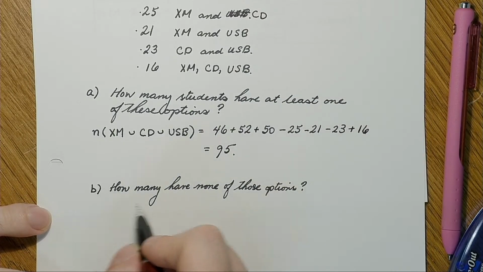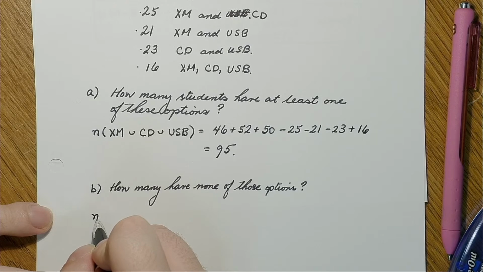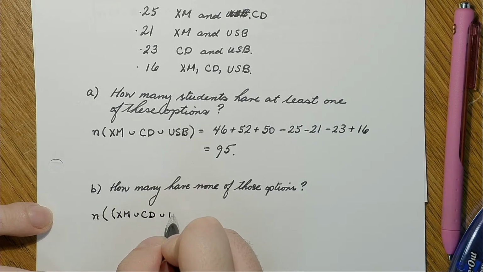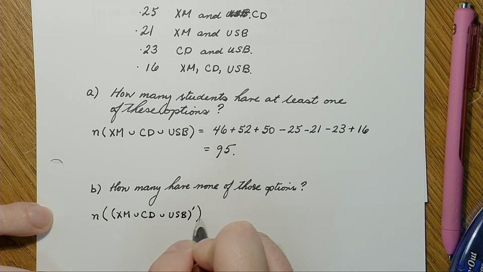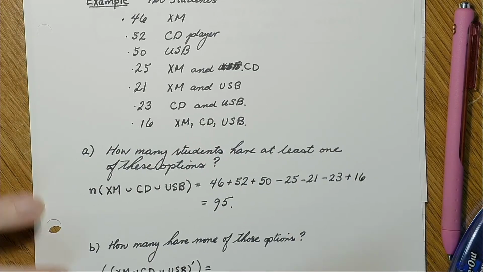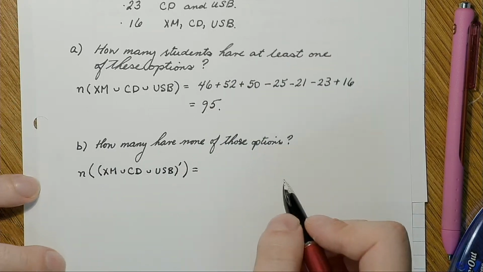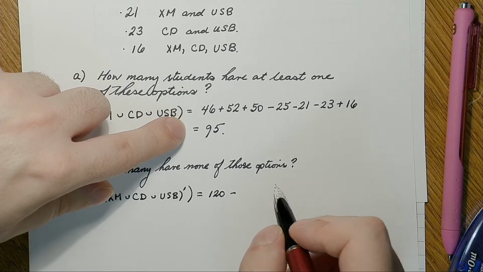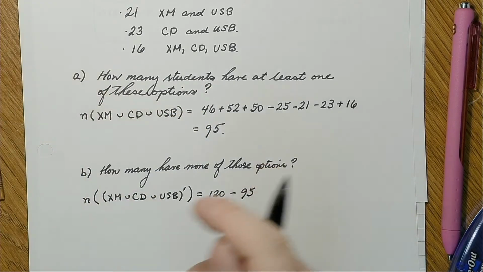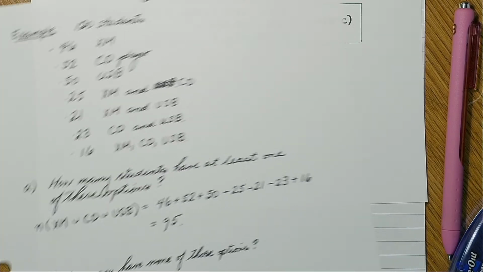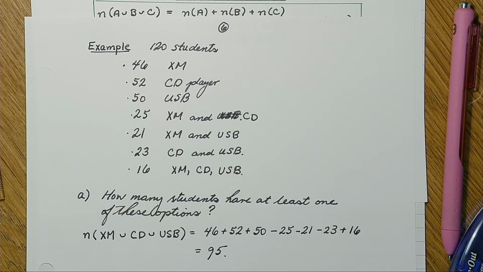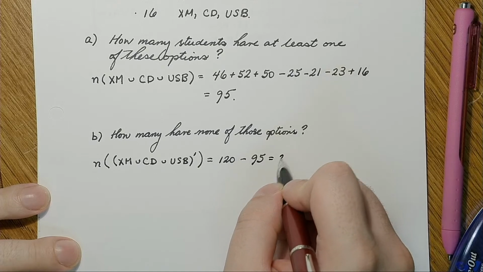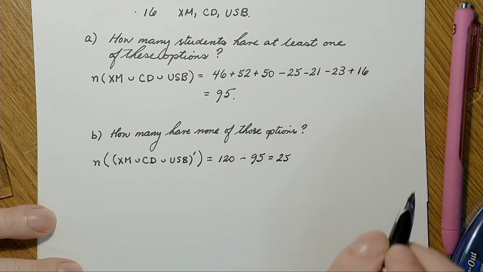So that's the other question. How many have none of these options? Again, what that is asking is the complement of that. Okay, so we were told in total there's 120 students that were surveyed. At least one of them, 95 of them have one option. So then that's where you can use this piece of information, the 120, and you subtract the 95 from that to get 25 students have none of those.